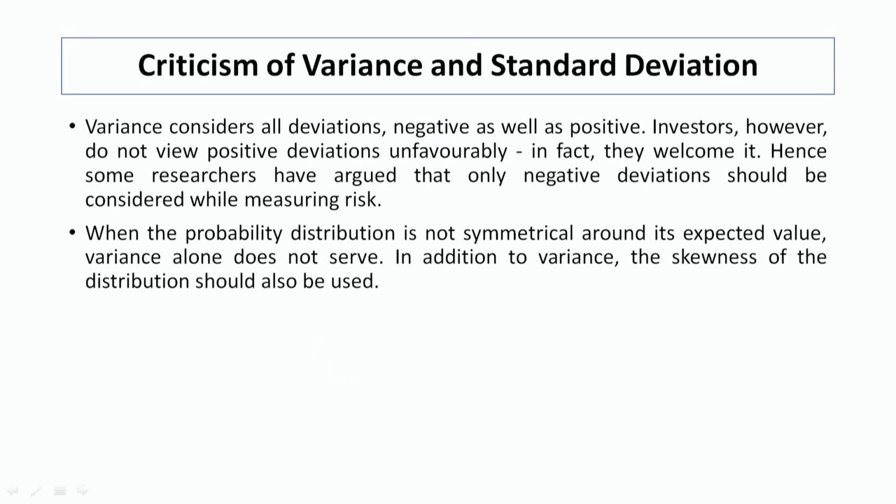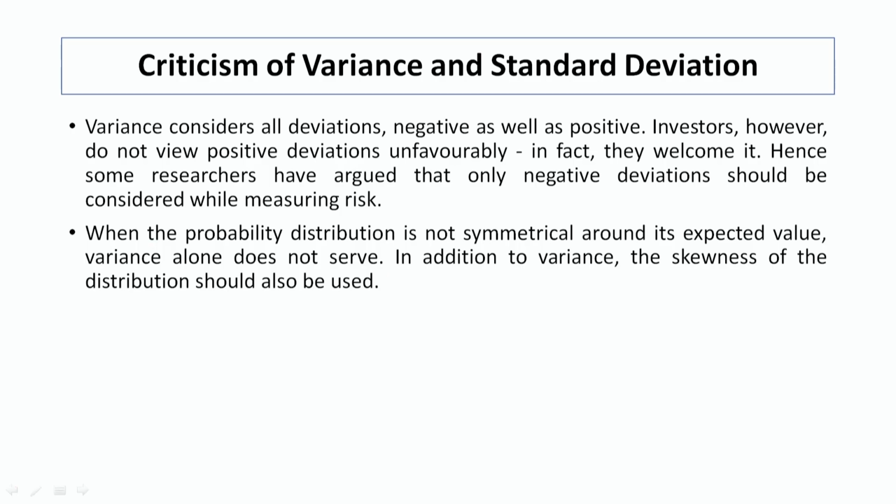Now, what is the criticism of the variance and standard deviation? Variance considers all deviations, negative as well as positive. Investors are basically more concerned about positive returns, but they take negative returns into consideration also. It is not so that investors only favor positive returns or low risk investments, they also consider high risk instruments too. So, negative and positive deviations both are considered by the investor. Hence, some researchers have argued that only negative deviation should be considered while measuring the risk, but investors consider both the positive and negative side of the return.